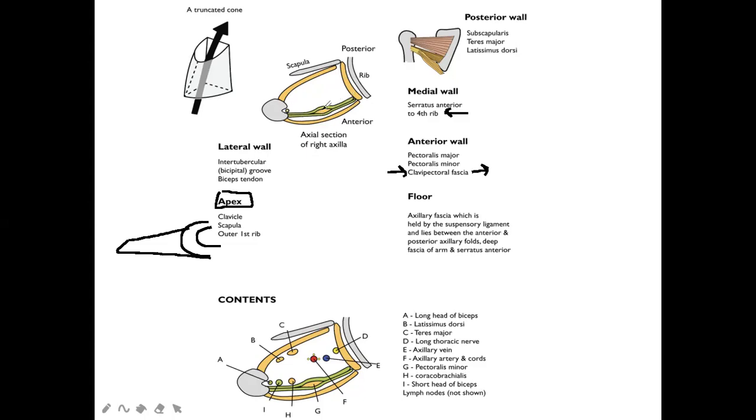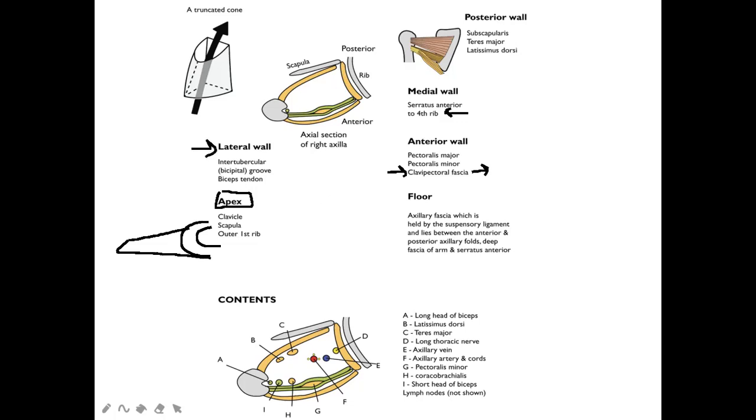Then there we have the clavipectoral fascia enclosing the pec minor, and also separating the axilla from the pectoral region. And then there we have the pectoralis major, and the serratus anterior to rib number 4. So that was the lateral wall.